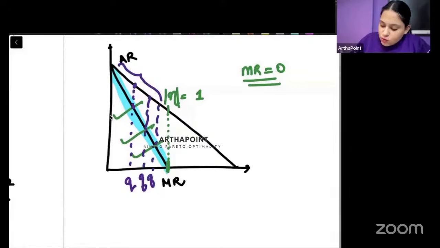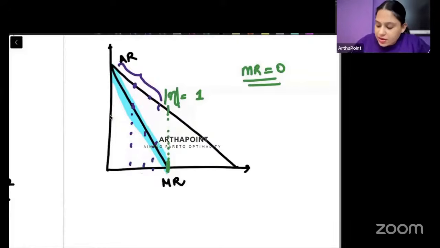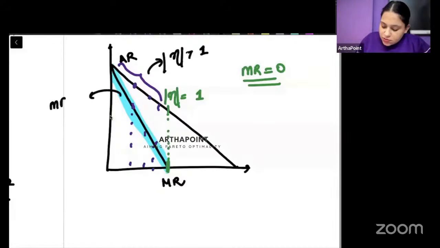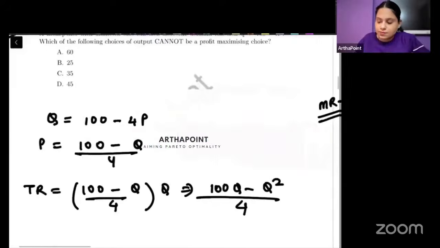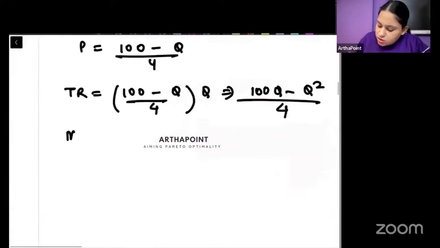It means that you will always be operating where your elasticity is more than 1, or where your MR is positive. You will operate where the absolute value of elasticity is more than 1, or your MR is positive. You can use either of the two. You use anything, I am fine with it. Let's use the MR approach.